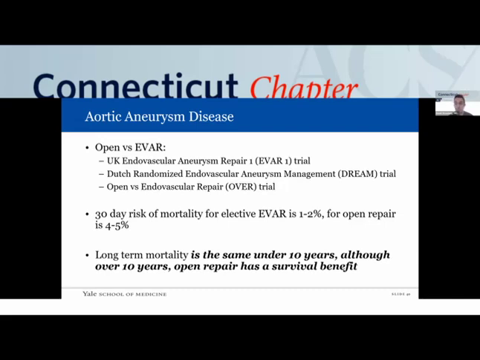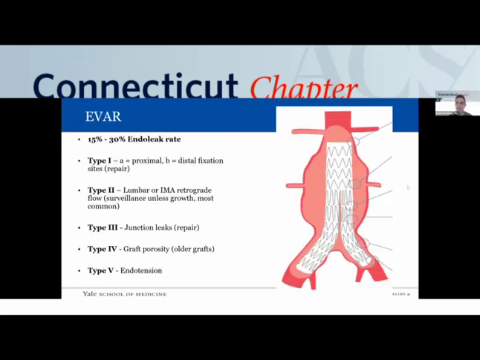So if we have a young patient, a patient in their 60s or even in their 70s, if they are at appropriate risk for open surgery, I counsel them on open surgery and of course, give them the option. But there are clearly patients where open repair is much better for them. EVAR is not without its problems. Endoleak is probably the Achilles heel of EVARs.